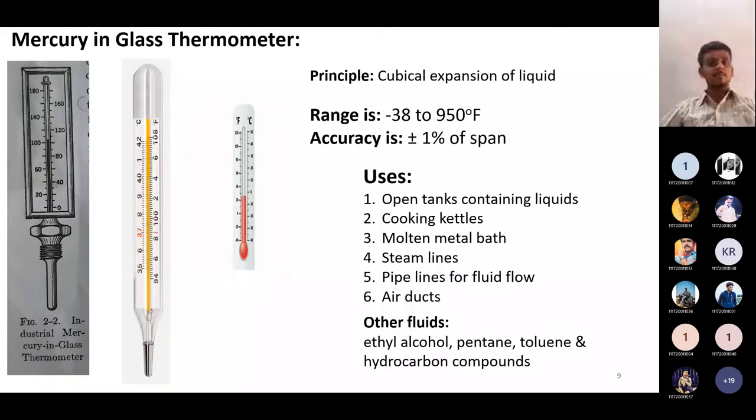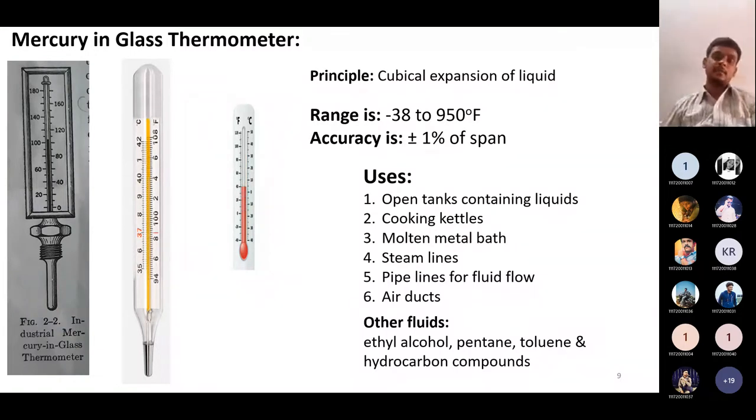The next one is among the expansion thermometers. There are three types of thermometer: liquid expansion, solid expansion, and the third one is vapor or gas expansion. Among them, the liquid expansion thermometer, for example, is the mercury in glass thermometer. A mercury in glass thermometer is a liquid expansion thermometer.